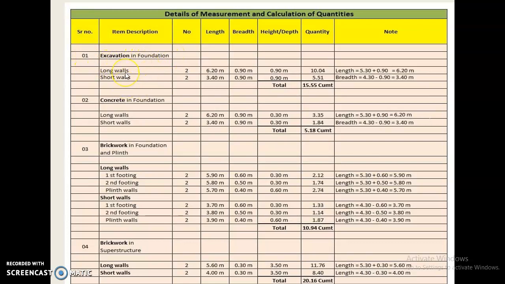Here we have two types of walls: one is the long wall, another one is the short wall. Let us calculate separately for the long wall and the short wall. Now for the long wall, there are two numbers of long walls.